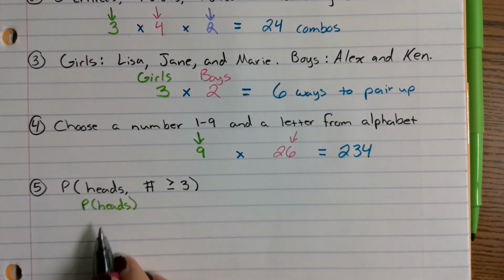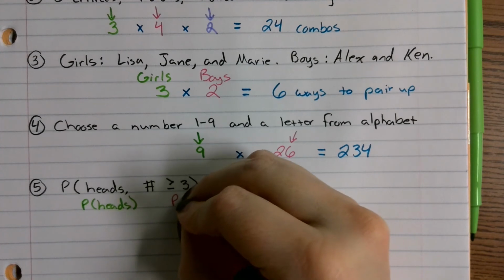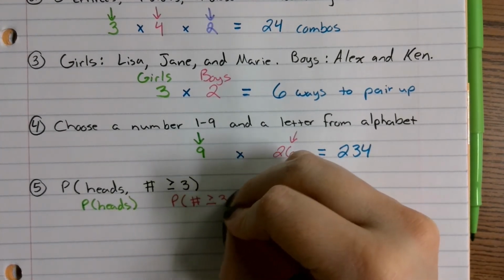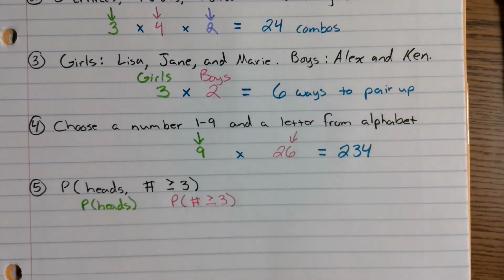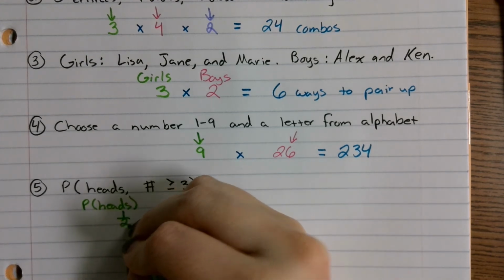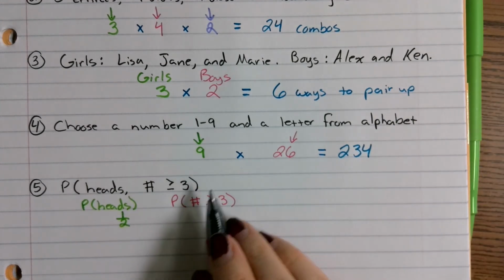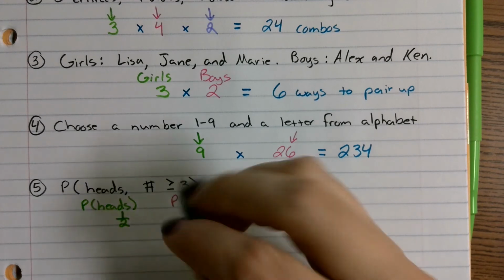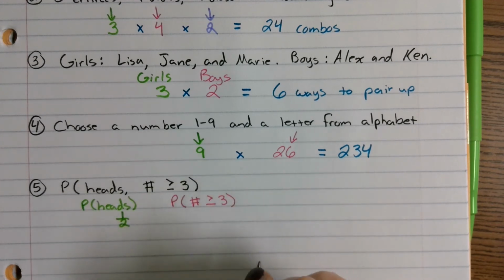So probability of flipping the coin and landing on heads, and then the probability of rolling the die and landing on a number that's greater than or equal to 3. Now you want to use your fractions for these. So what fraction is the probability for landing on heads? 1 over 2. What's the fraction for rolling a number that is greater than or equal to 3? Not 3 over 6, not 1/2.